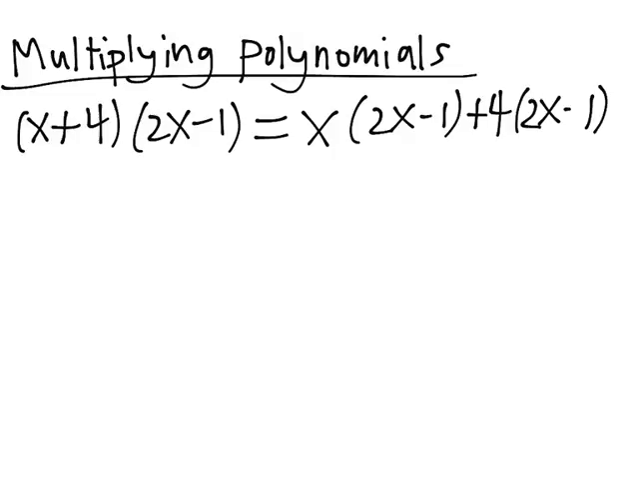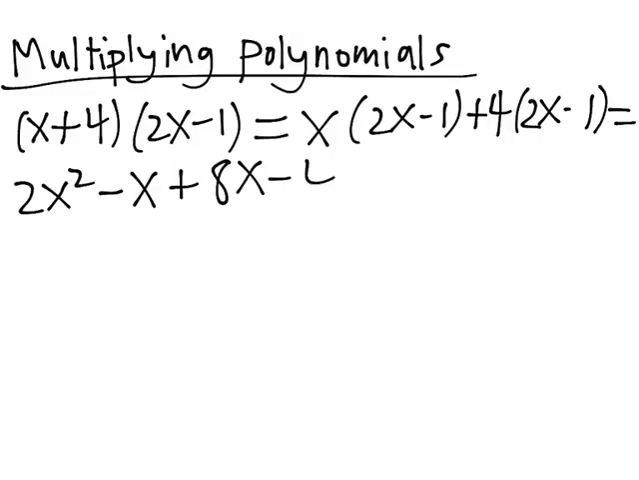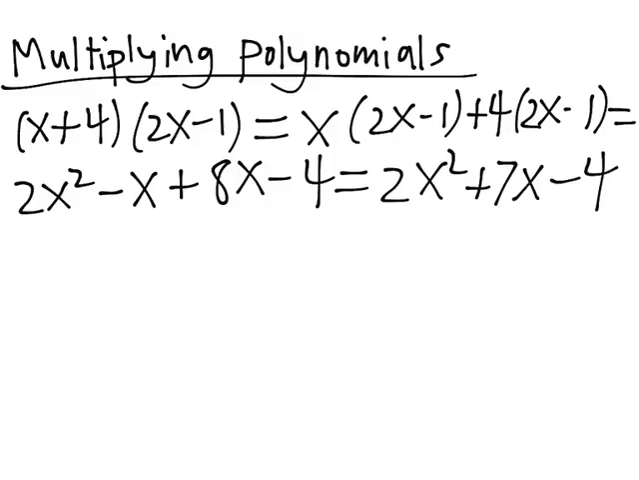Using the distributive property again, we see this is equal to 2x squared minus x plus 8x minus 4. And now if we combine the like terms, this is equal to 2x squared plus 7x minus 4. Another way of thinking about this is that we have to multiply every term on the left side by every term on the right side of the product.